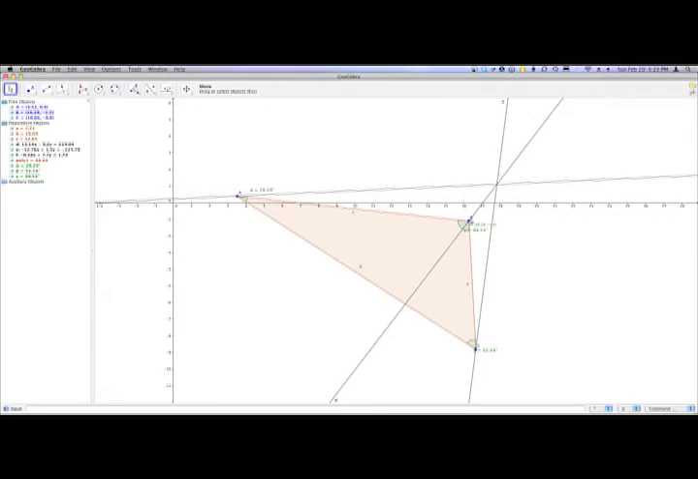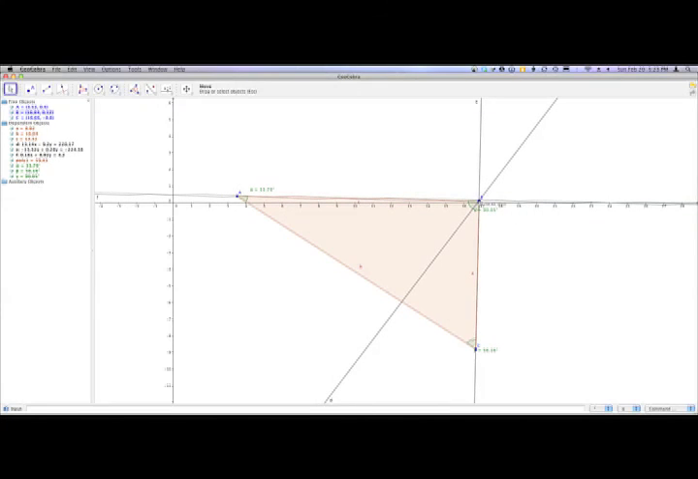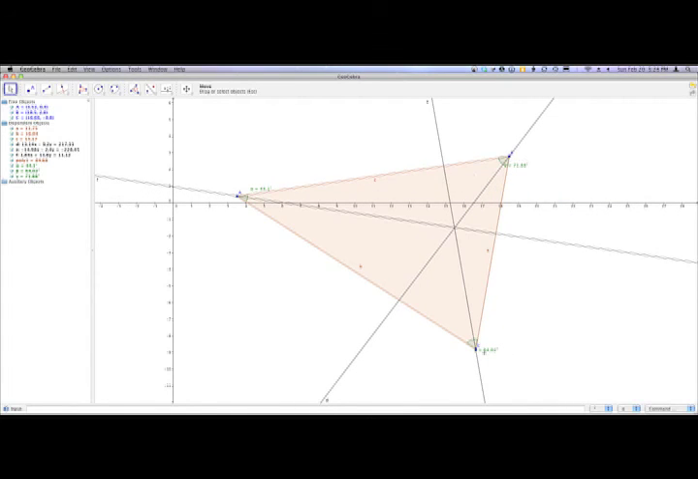The orthocenter has one other situation where it is not in the interior, and that's when you have a right triangle, and the orthocenter actually lies at the vertex of the right angle. And that's it.